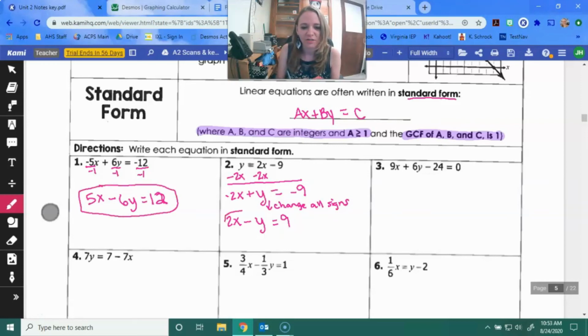The originals are not wrong, but as far as the rules of standard form and completely simplified standard form, that's why we're changing these up. Alright, what's wrong with number 3? Quite obviously, 24 should be on the other side of the equal sign, right? So any constants have to be on the other side, so let's go ahead and do that. Remember, whatever you do to one side, you have to do to the other side.